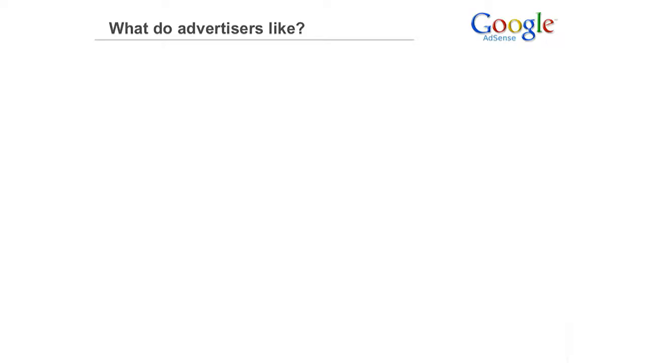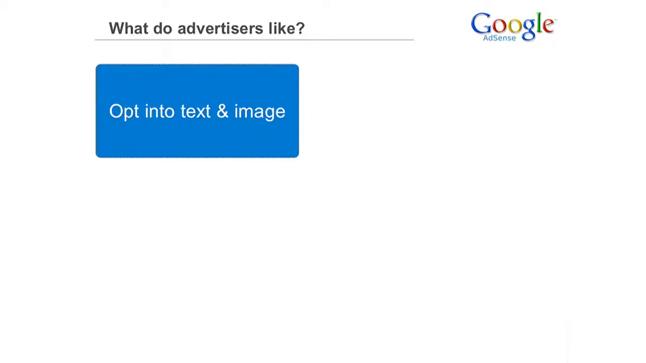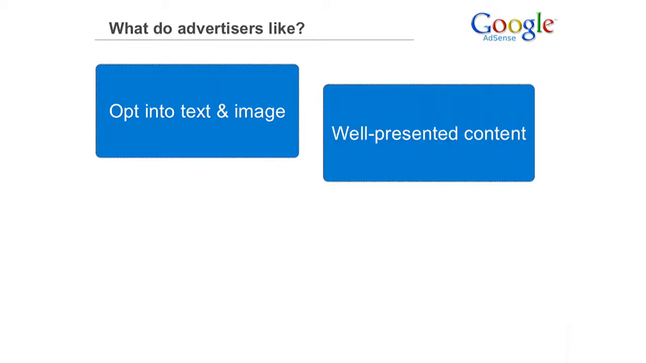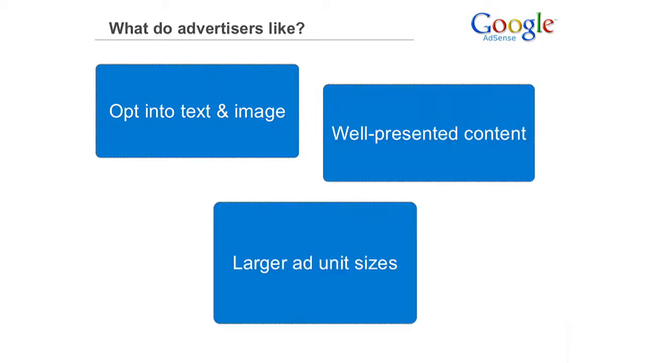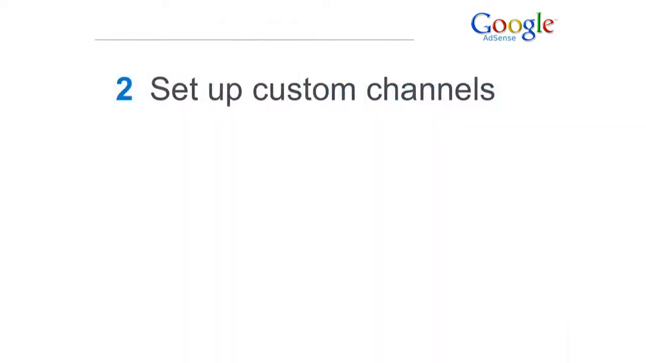The top 3 ways of ensuring that your site is advertiser-friendly are to opt into showing text as well as image ads, to have well-designed and presented content, and to use larger ad units, such as the 300 by 250 medium rectangle. Custom channels allow you to categorize or group different ad units across your site for reporting purposes.